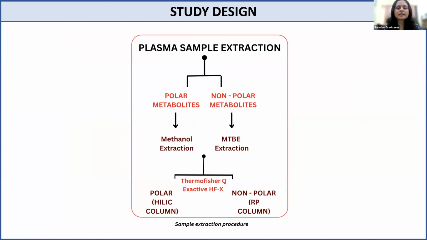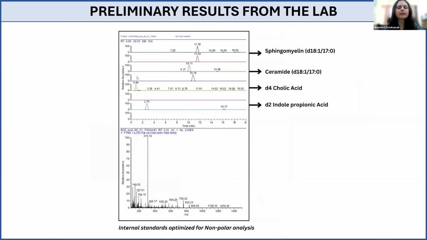Right now, as a preliminary study, I have done the plasma sample extraction for both polar and non-polar metabolites using methanol and MTBE extraction respectively. I have used a HILIC column for polar analysis, and a reverse phase column for non-polar analysis. And these are the preliminary results from my lab.